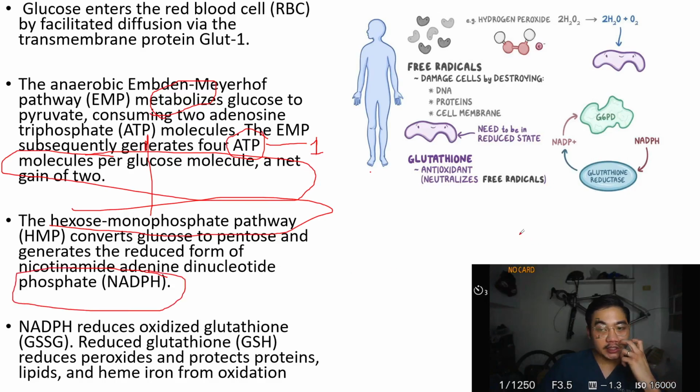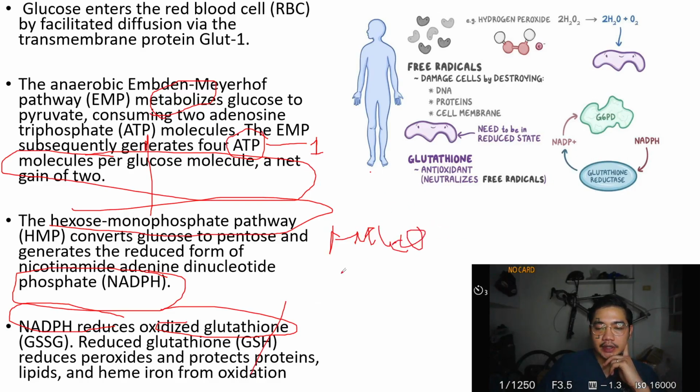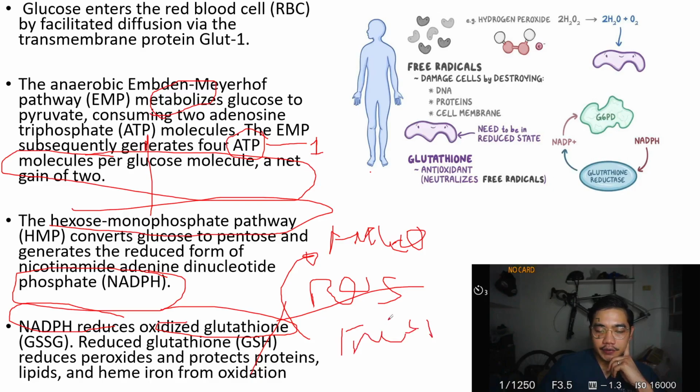What is NADPH for? Your NADPH reduces oxidized glutathione. So what does this do? Glutathione is a very strong antioxidant. If it's an antioxidant, it reduces oxidation by your ROS or reactive oxygen species, or what we call free radicals. Free radicals can directly damage the cell membrane and the proteins of the RBC.